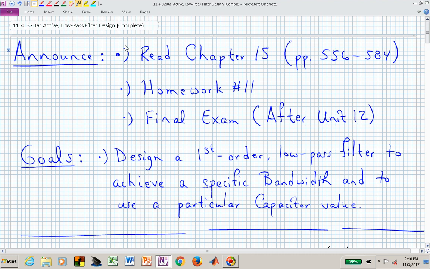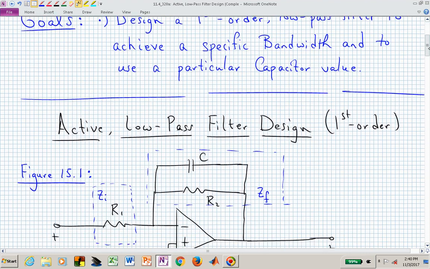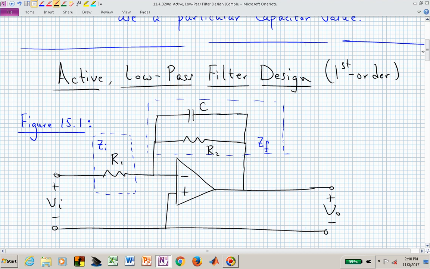And today what we want to do in this video is actually design a first order low-pass filter, and it's going to be active to achieve a specific bandwidth and to use a particular capacitor value. So here's what we're going to do, and this is a basic op-amp circuit. This is figure 15.1. It's first order.